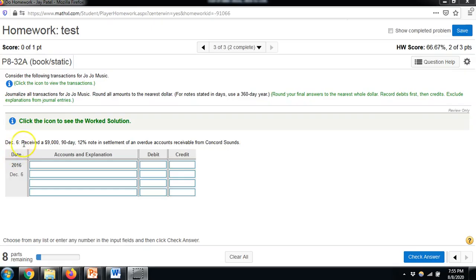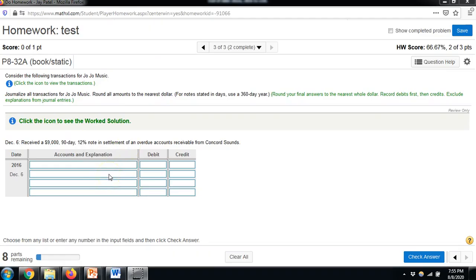So we have on December 6th, we received a $9,000 90-day 12% note in settlement of an overdue account receivable from Concord Sounds. So what this is basically saying is that Concord Sounds had an account receivable which they did not pay us, and so what we're going to do is basically convert the account receivable to a note receivable with these terms. So how are we going to do this?